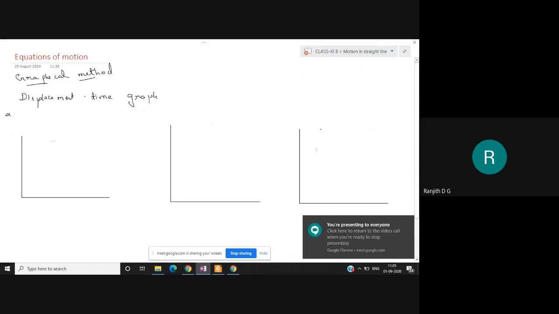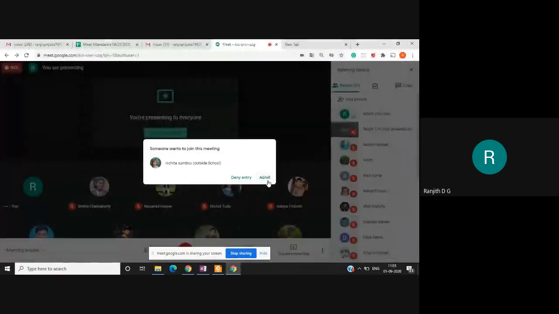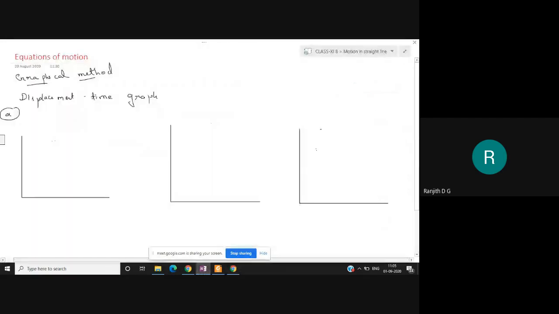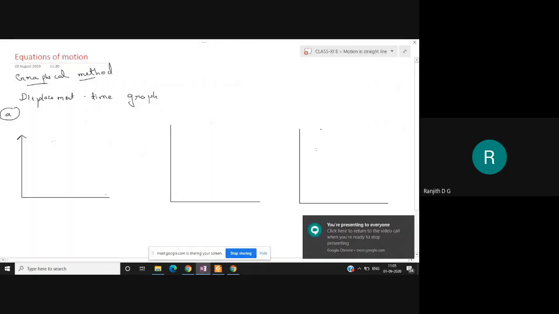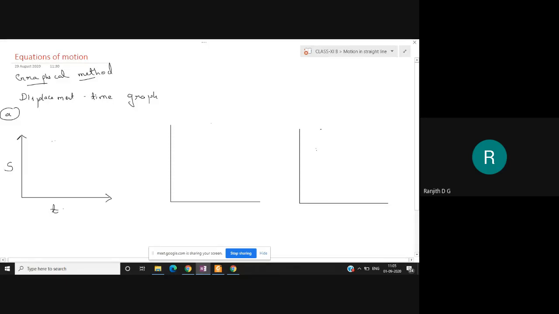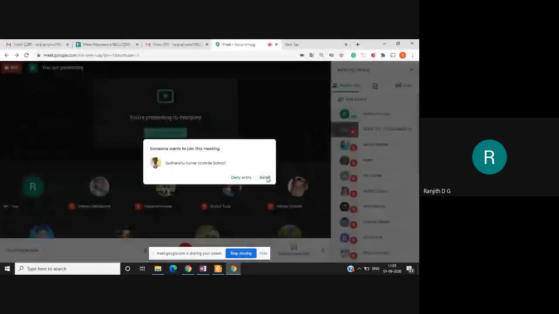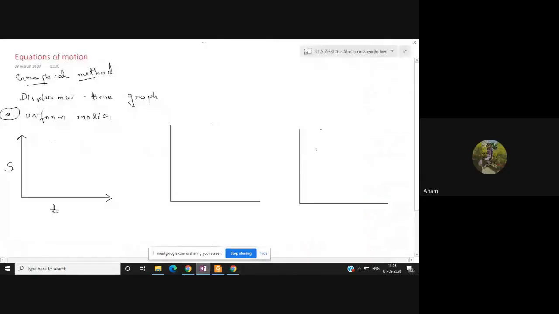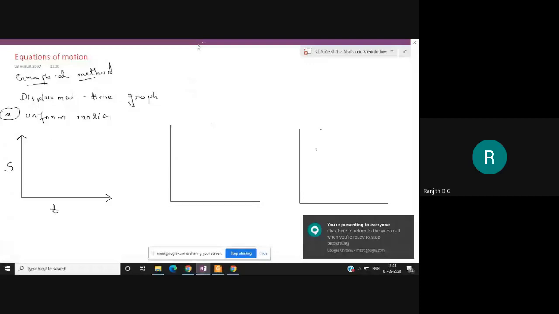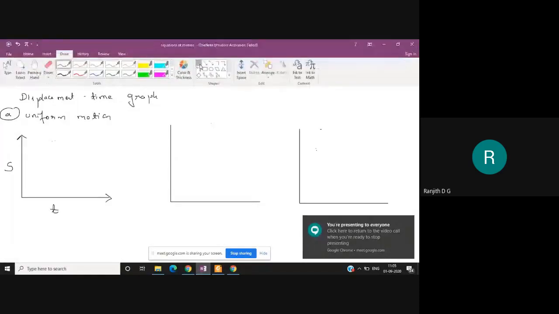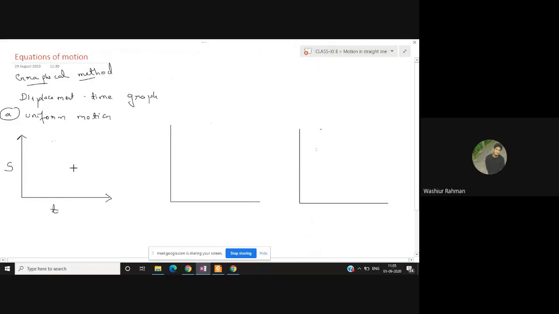For a uniform motion, displacement I will represent as S and time as T. Displacement time graph for a uniform motion first. Who can tell me how the uniform motion graph looks like? Straight line. How is it a straight line? There is a name for that graph. Parallel to the time axis.